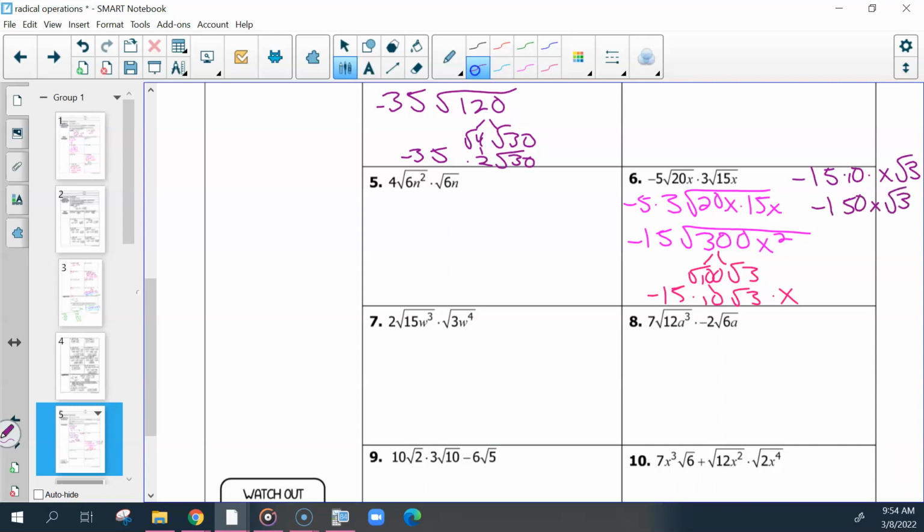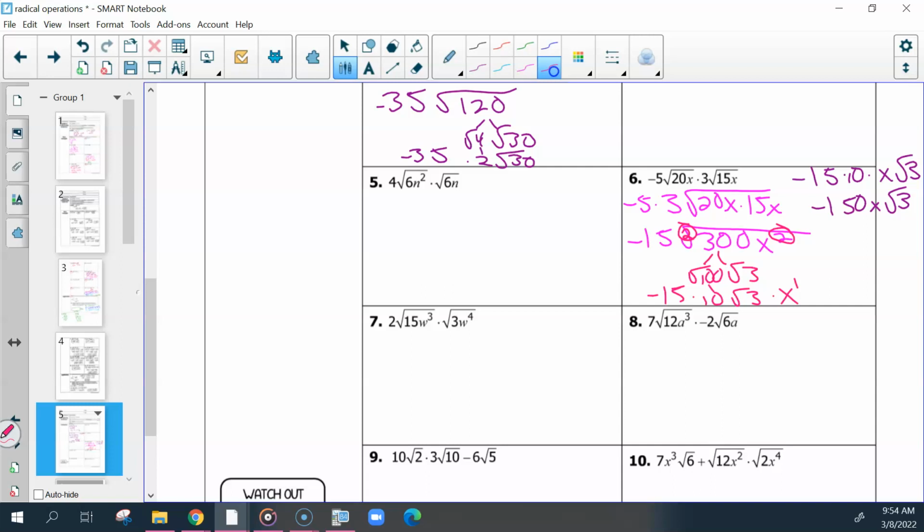That's the answer. Okay, so I'm still confused on x. What do we do with the x squared? Put it here. 2 goes into 2 how many times? 1. So nothing left over.